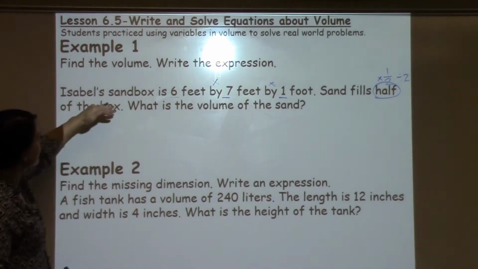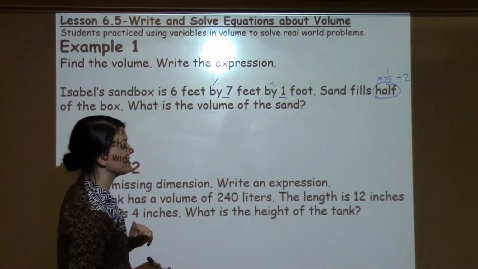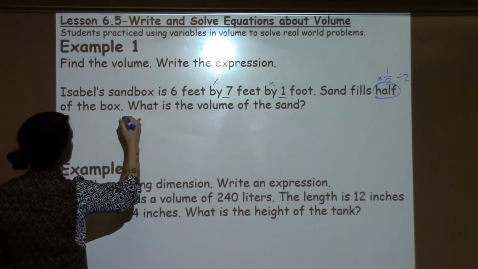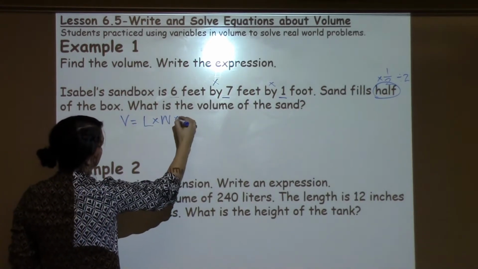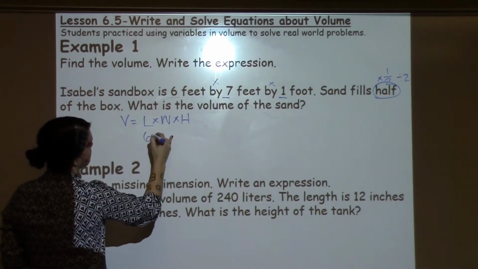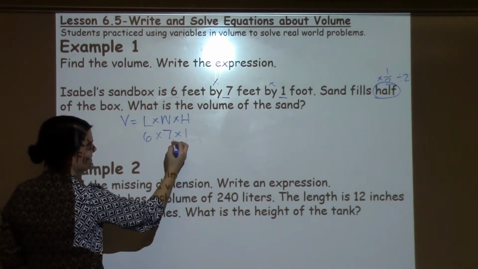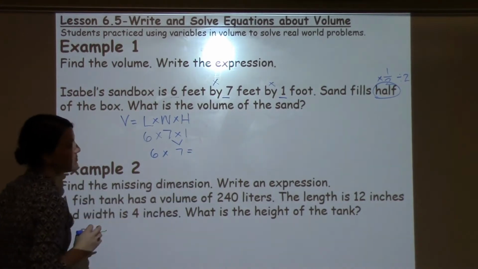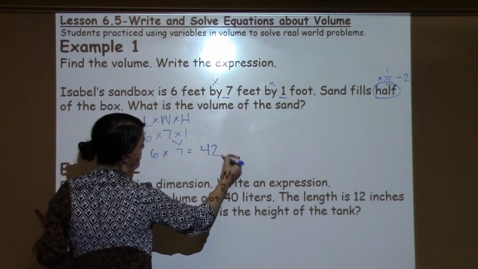So I'm not actually finding the volume of the sandbox. I'm just finding the volume of the sand, which only fills half of the box. So to start this problem, I am going to find the volume of the whole sandbox by taking length times width times height. My dimensions here are 6 times 7 times 1. I know anything times 1 is just going to stay the same. So my volume is just 6 times 7. I know that 6 times 7 is 42.